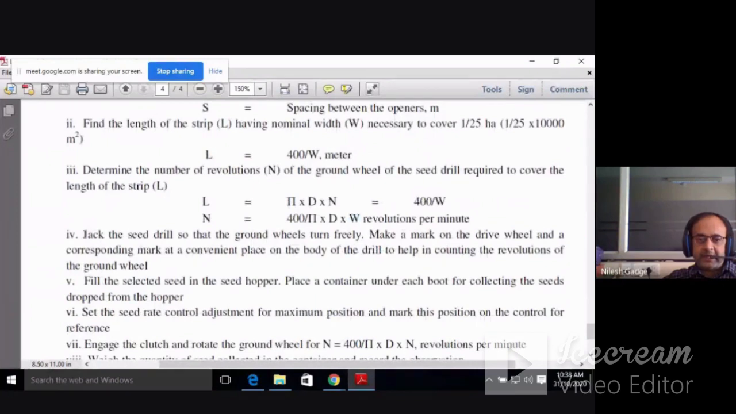Now, jack up the seed drill so that the ground wheel will turn freely. Make a mark on the drive wheel and a corresponding mark at a convenient place on the body of the seed drill to help in counting the number of revolutions of the ground wheel.